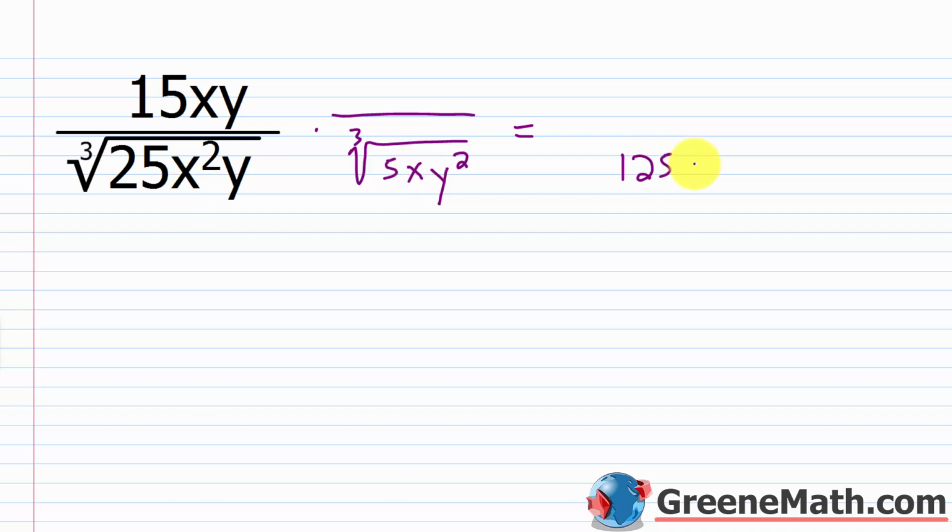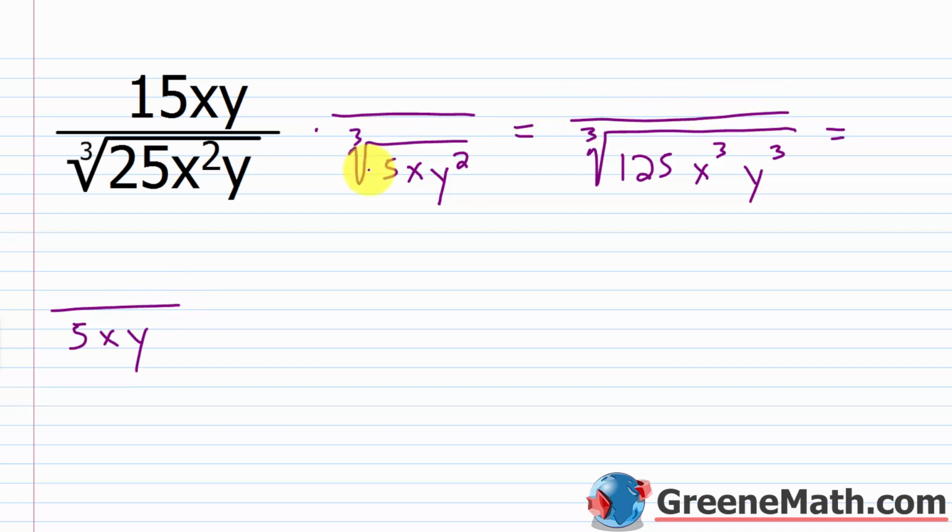X squared times x is x cubed. And y times y squared is y cubed. So if I take the cube root of this, again, this is a perfect cube, I'm going to end up with 5xy as my denominator. Okay? So once I've figured that out, the numerator part is pretty easy. I'm going to have 15xy multiplied by the cube root of 5xy squared.